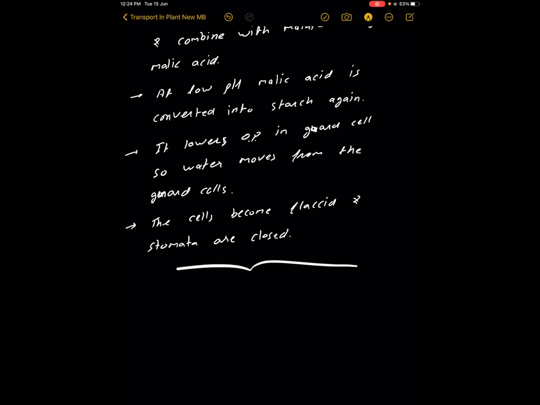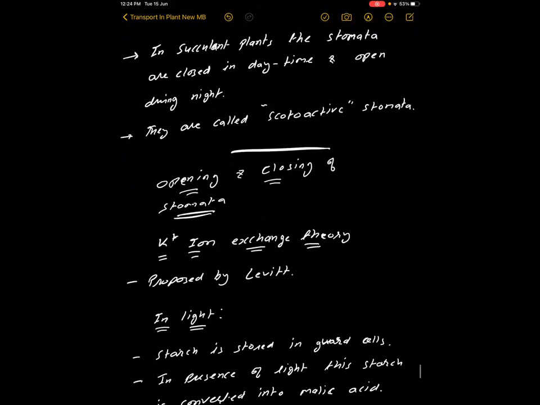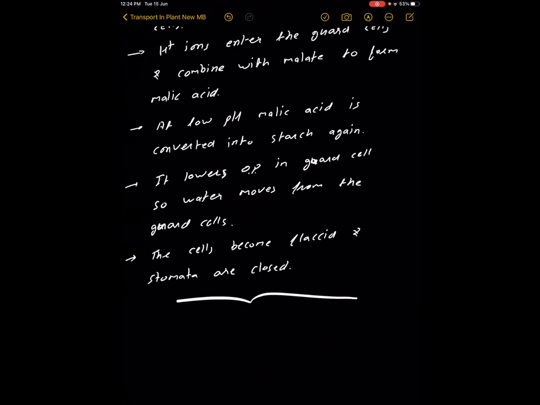This is the theory. Potassium ion exchange theory, it is also called active potassium ion transport. It is an active process. It means here ATP is used. ATP is used in this process.